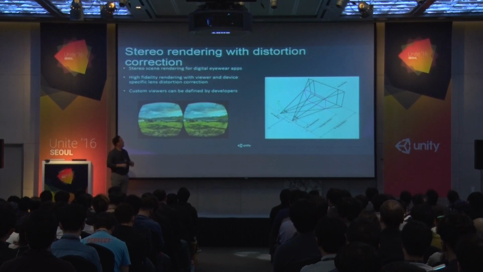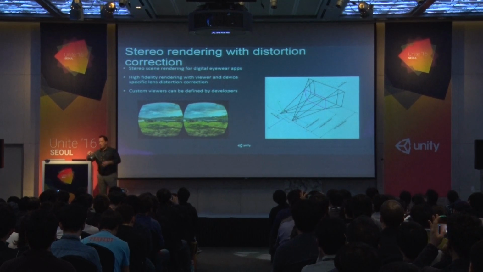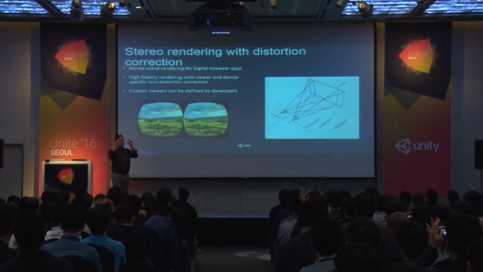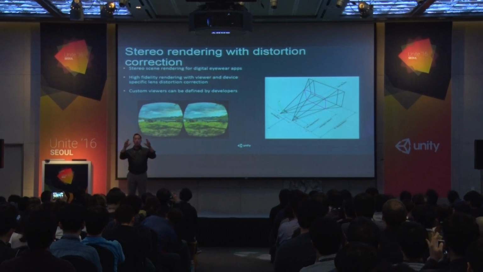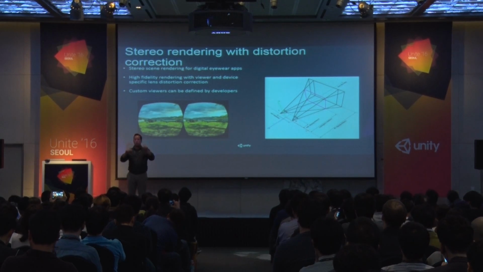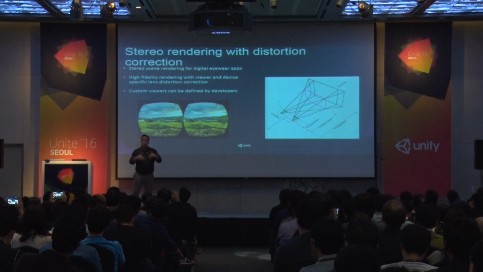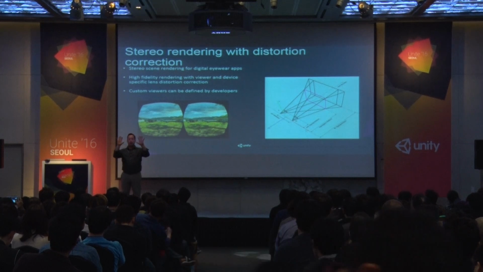So the significance of stereo rendering with distortion correction is that when you're using something like a Cardboard or a Gear, you'll notice that they have wide-angle lenses in them. If you look through them without any correction, everything looks as though it's being pinched towards the center. It's what's known as pincushion distortion. To correct for that and create a more natural view, you apply barrel distortion, basically stretching it out again.